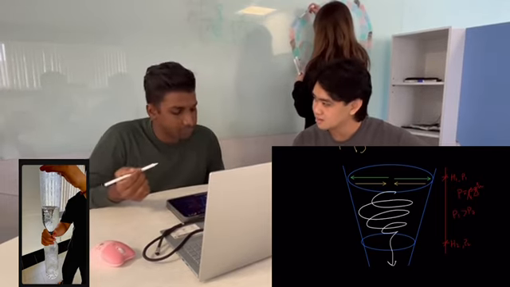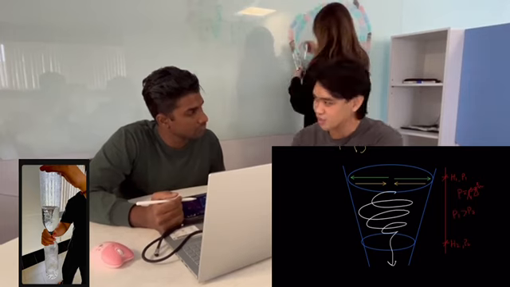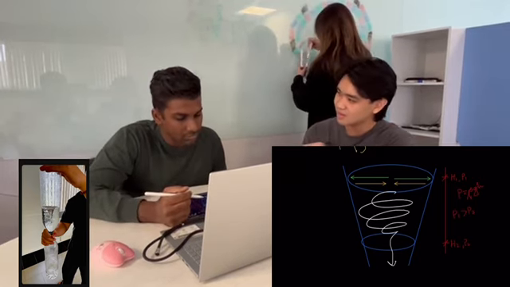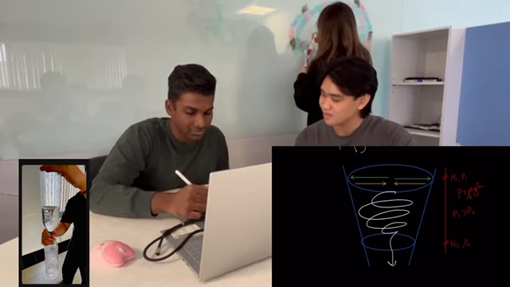I see. But just now we saw that as the water was approaching the bottom of the bottle, it slowed down and the circumference increased. How would you explain that? The circumference decreased, right? Oh, decreased, my bad.